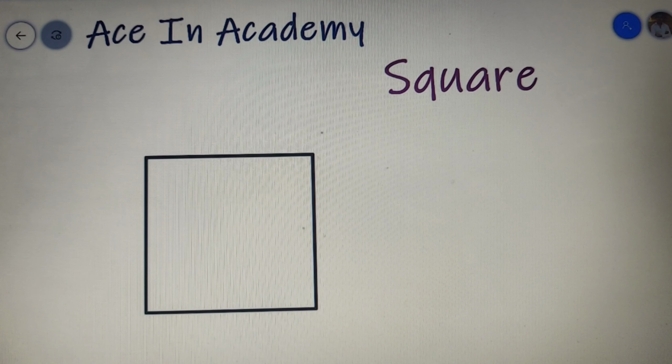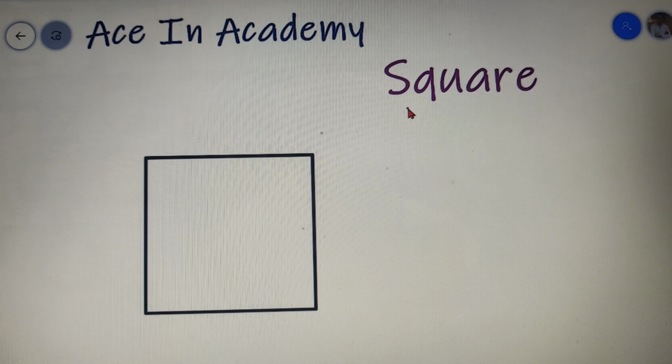If you haven't watched the previous video on quadrilateral where I've discussed all the basic properties of a general quadrilateral, then I would recommend that you go back, watch that video first and come back to this video for a clearer understanding. So let's start with the basic properties of the square.